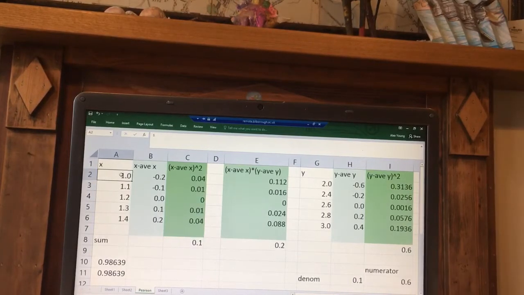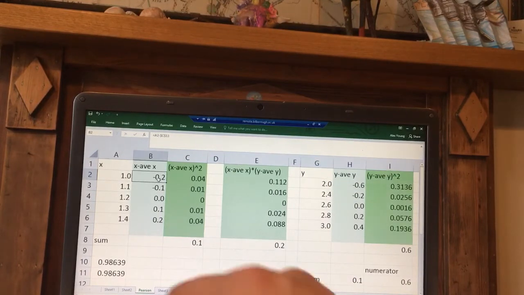So I've got my variable x that I measured. I've done x minus the average of x, and then I've squared that number there. Now I've done exactly the same thing for y. Now, here's a clever bit.